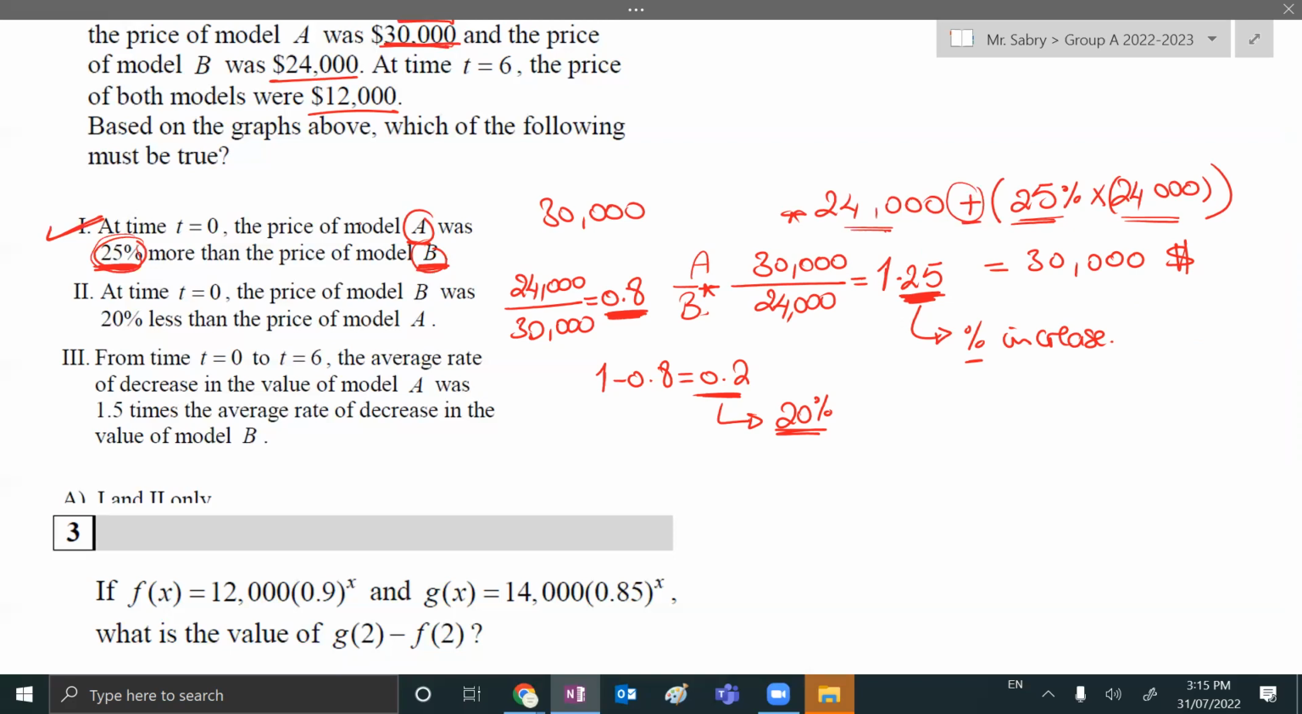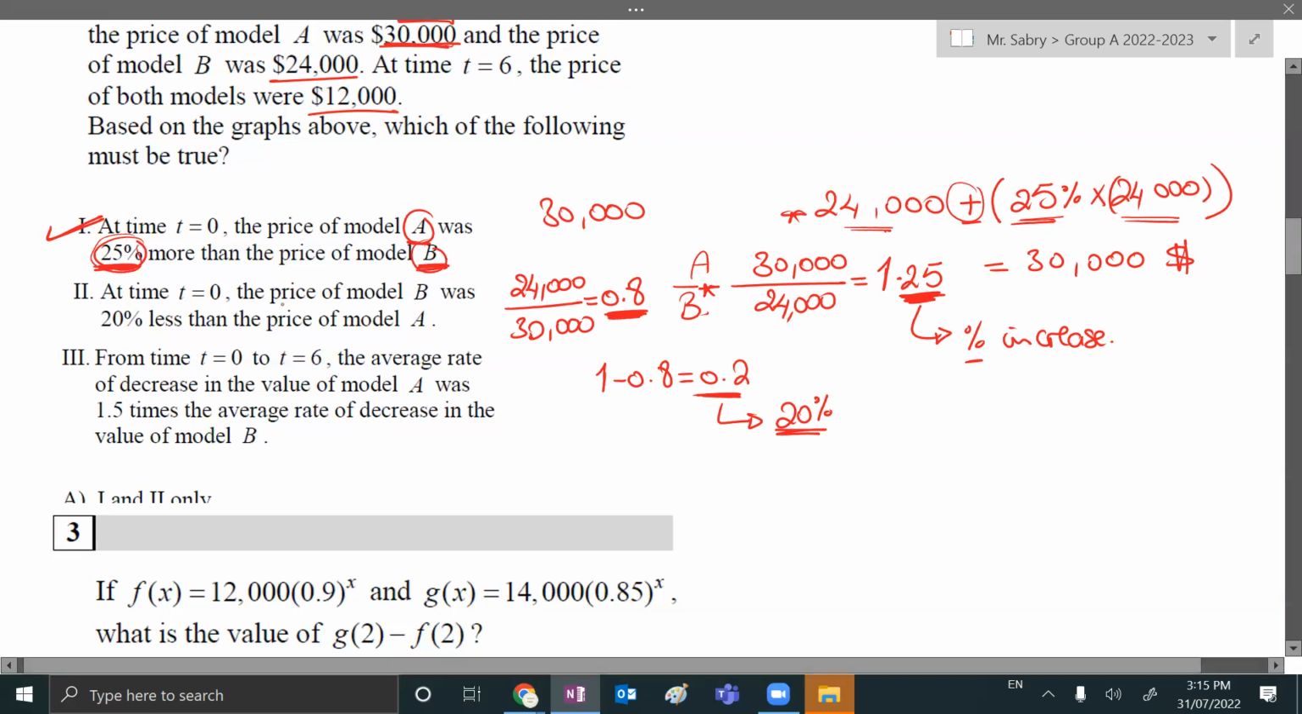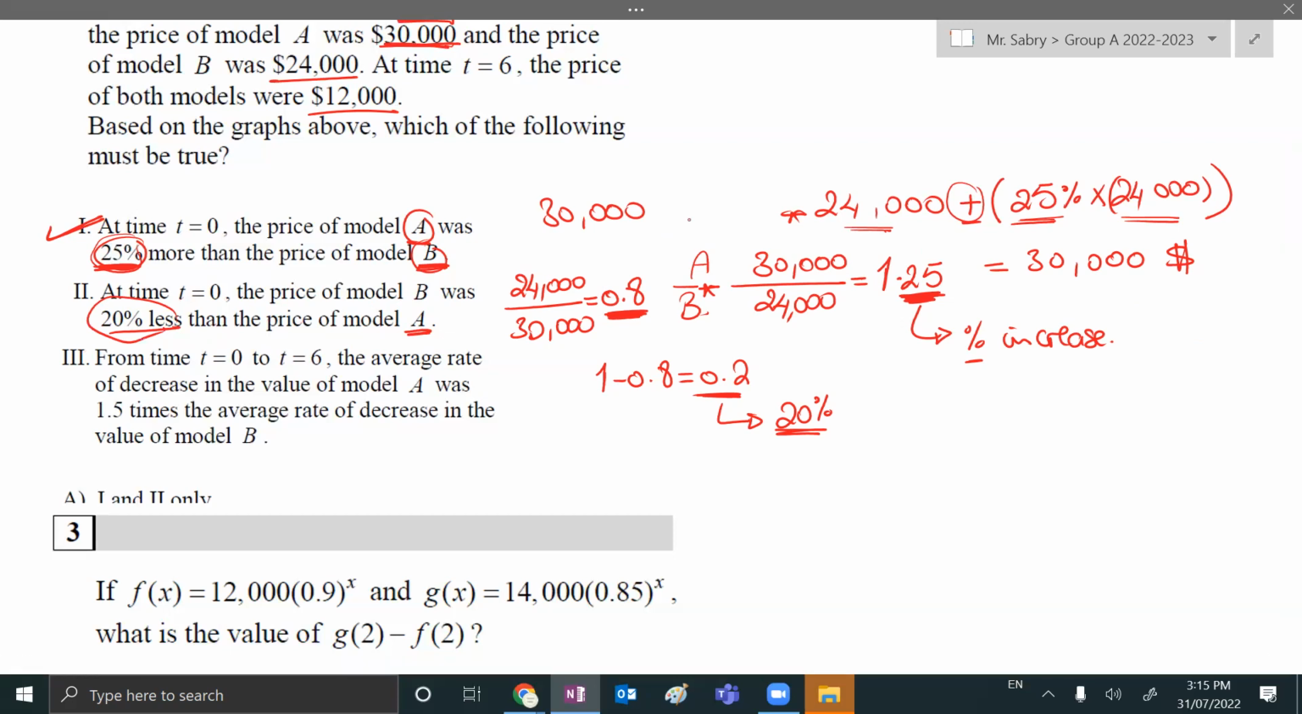The second one we did on model A. For number 2, it says 20% less than the price of model A. So now the 20% is not from the price of B, it's from the price of A, which was how much? 30,000. Okay. So the 20% of this 30,000 is a bit bigger than the 25% of the 24,000. Understood?